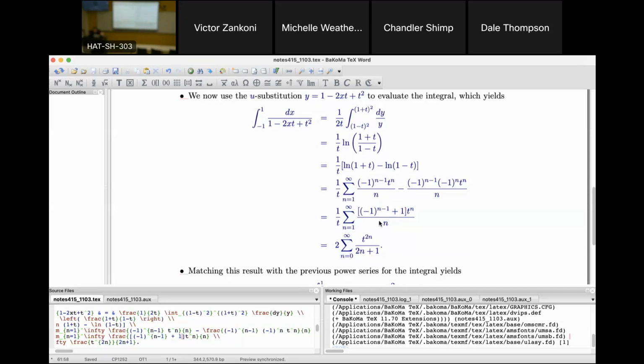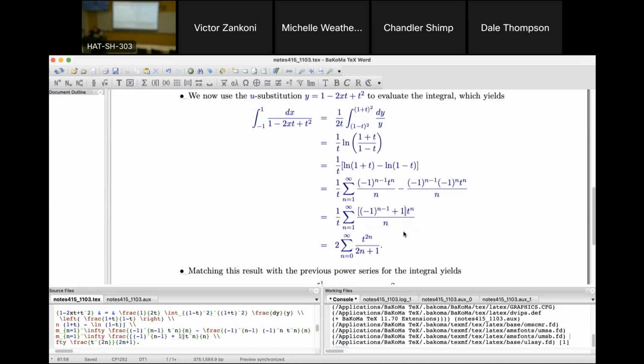So this will end up being a sum from 0 to infinity of t to the 2n plus 1 over 2n plus 1. But then I have to divide by t. I get this 1 over t hanging out here, so I have t to the 2n. When n is odd up here, I'm going to have 2. So that's going to give me a factor of 2 that I can pull outside of the summation. Okay. So I got what I wanted. I have the integral evaluated as a power series involving even powers of t.